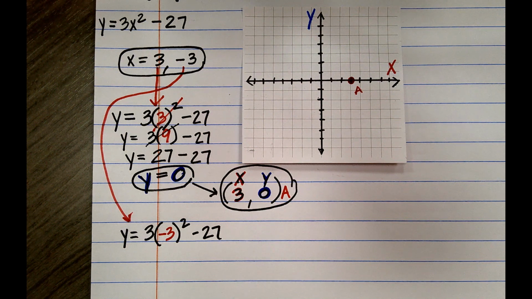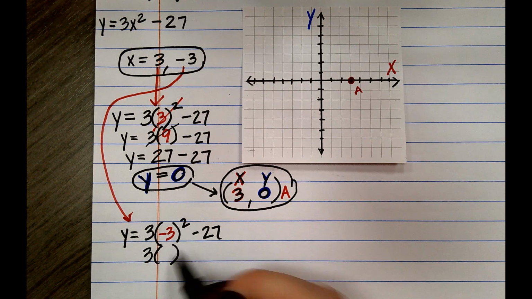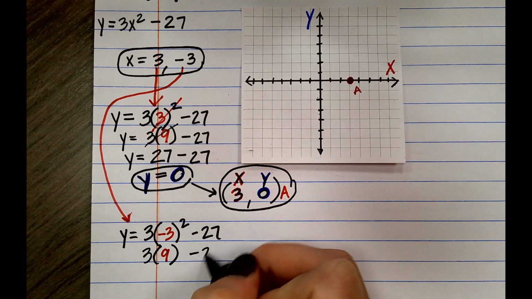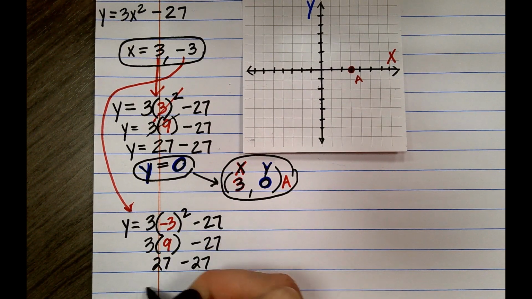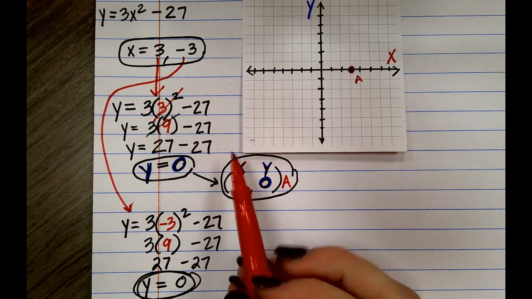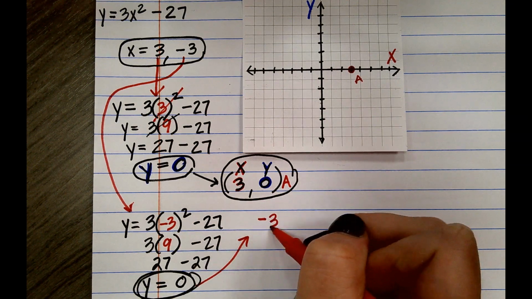It's going to be the same. Because we're going to do the same thing. Negative 3 squared. Well, that's 9. Same as above. So 3 times 9 minus 27. Well, 3 times 9 is 27 minus 27. So it's 0 again. We see that? So guys, when x is 3, y is 0. When x is negative 3, y is 0.